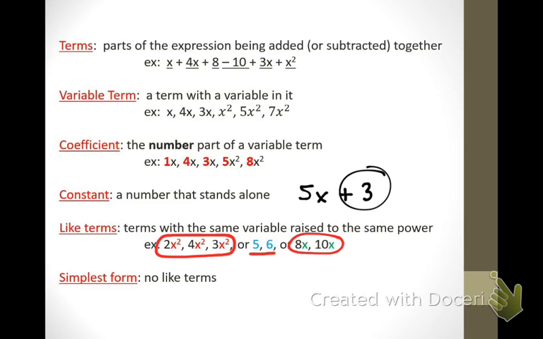One last thing that I want to talk about is simplest form. When you put something in simplest form, that means there's no more like terms, and we'll talk about that today.